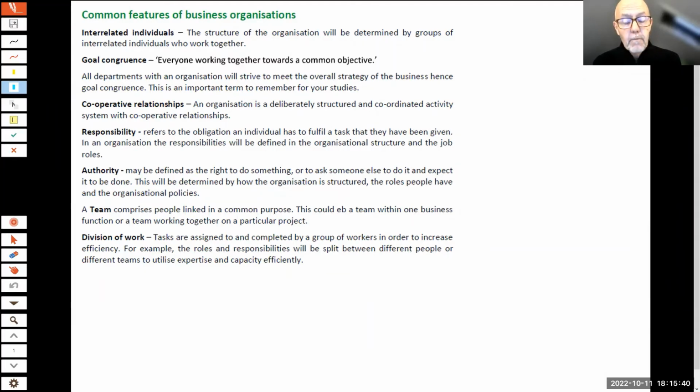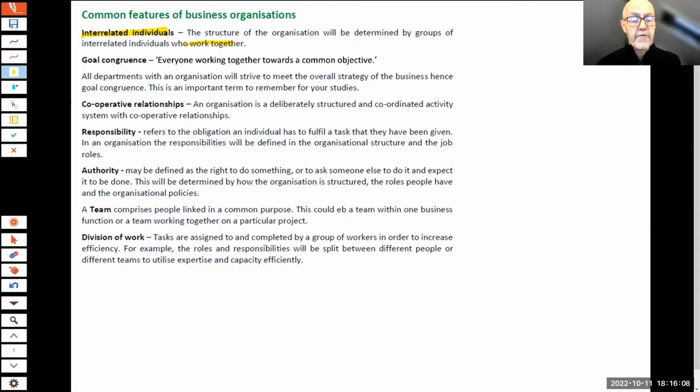So they've all got things in common. For a start, a business organization has got people in it. I suppose almost the very definition of an organization is a thing full of people who do stuff, and people work together. What have those people got in common?